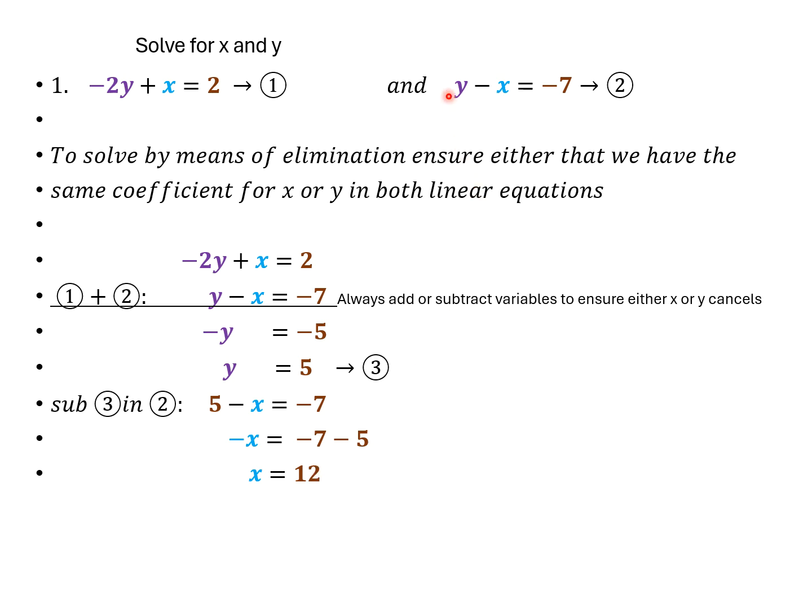Let me check: y is 5, 5 minus 12 gives me minus 7. For the other equation, negative 2 times 5 gives me negative 10. Negative 10 plus 12 gives me positive 2. So you see, that fits perfectly and gives me the answer I have on the right hand side. Right, let's look at the second problem.